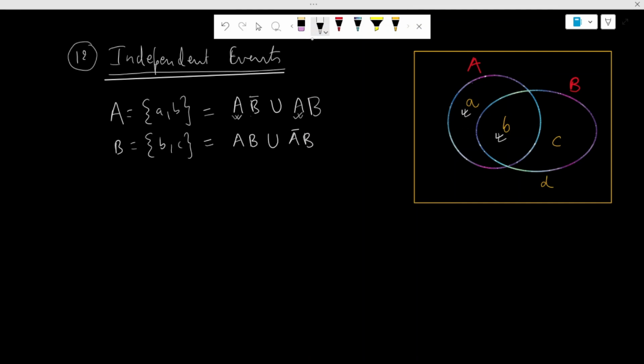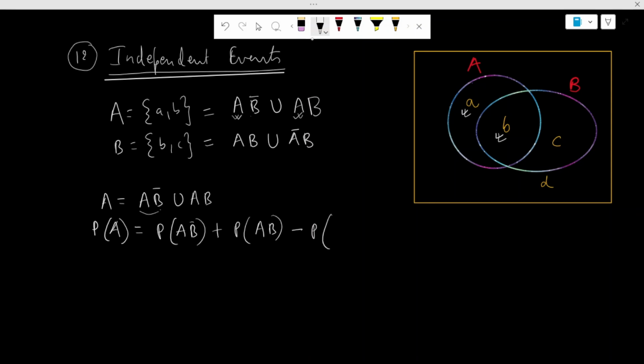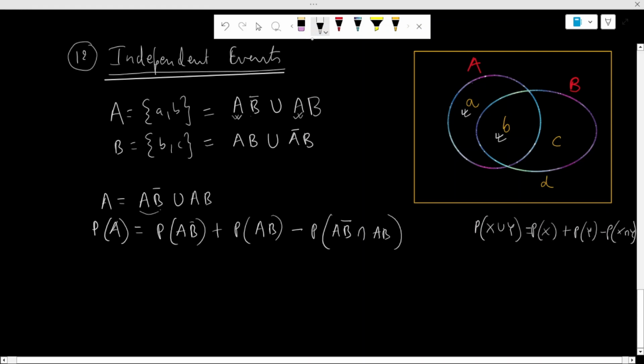Now let us concentrate on A. Therefore, A can be written, in set notation, as A B complement union A B. And then let us write the probability counterpart. So probability of A is equal to probability of this union this. So when we have a union, let us apply the addition rule. This is equal to probability of A B complement plus probability of A B, and then minus probability of A B complement intersection A B. So we have applied this formula.